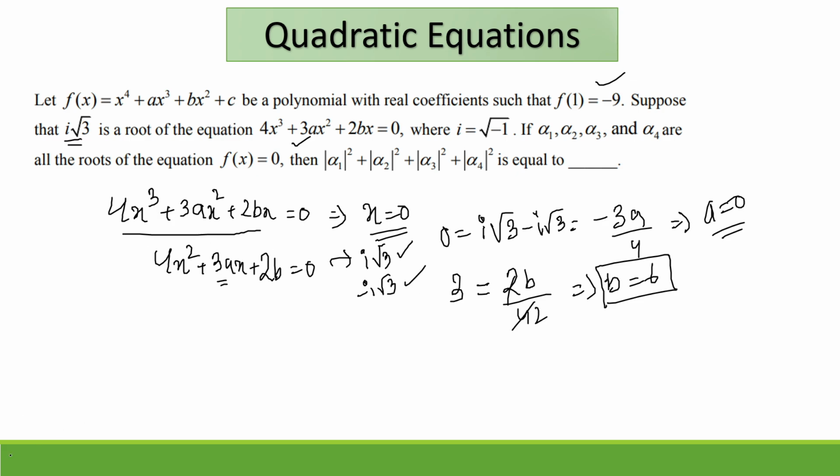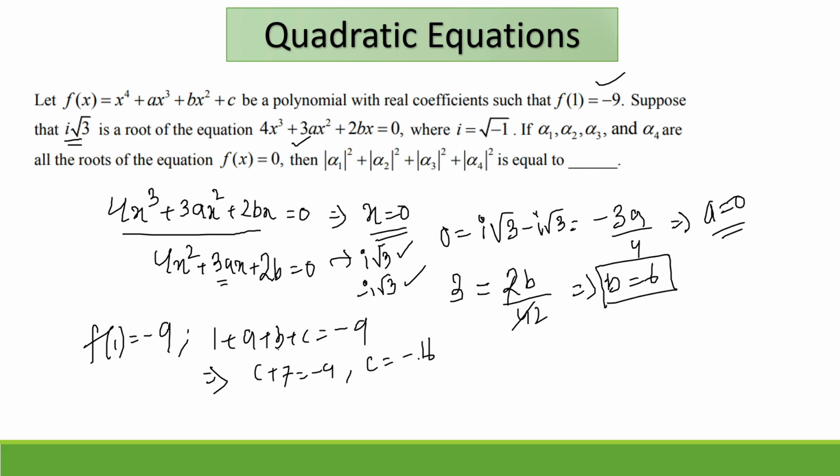And also f of x is given, and you're given that f of 1 is minus 9. So f of 1 is minus 9, which means that 1 plus a plus b plus c is equal to minus 9. And a is 0 and b is 6, right? Yeah, 6 plus 1, 7. So c plus 7 is minus 9, which should give you c equals minus 16.